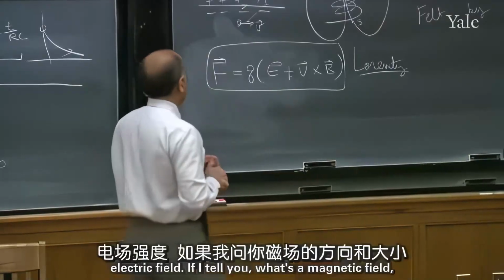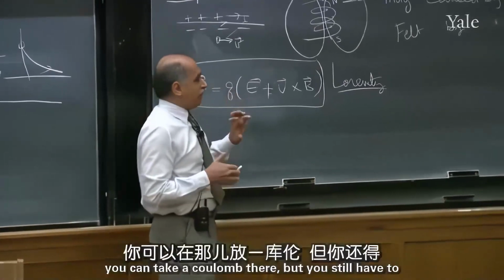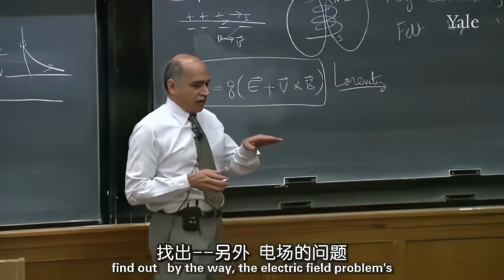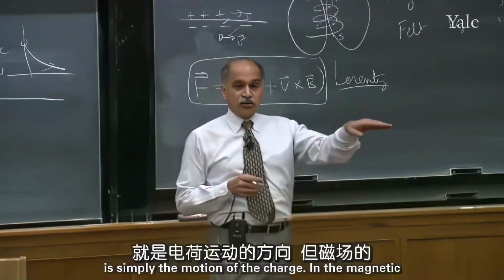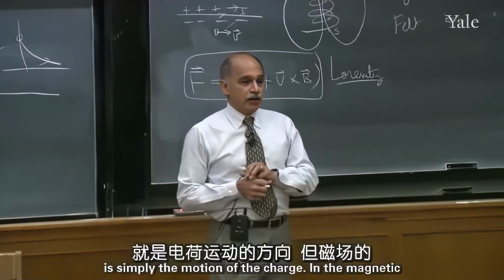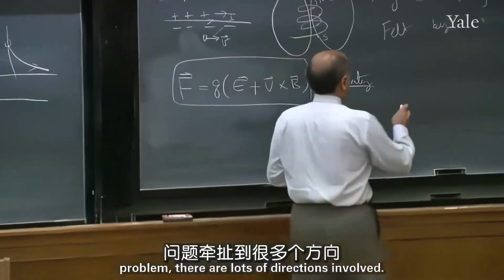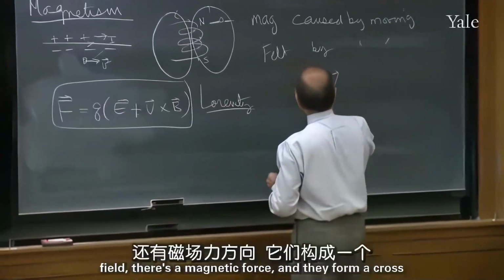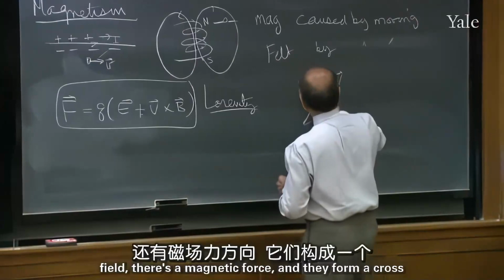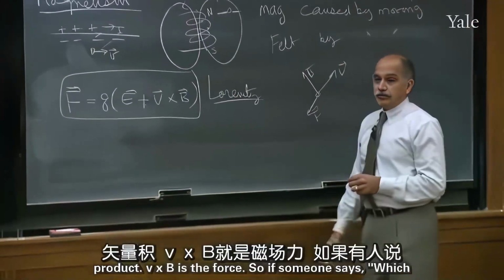If I tell you what's a magnetic field, you can take a Coulomb there, but you still have to find out. By the way, the electric field problem is very easy, because the direction of the electric field is simply the motion of the charge. In the magnetic problem, there are lots of directions involved. There's the velocity of the charge, there is a magnetic field, and there's a magnetic force, and they form a cross product. V cross B is the force.